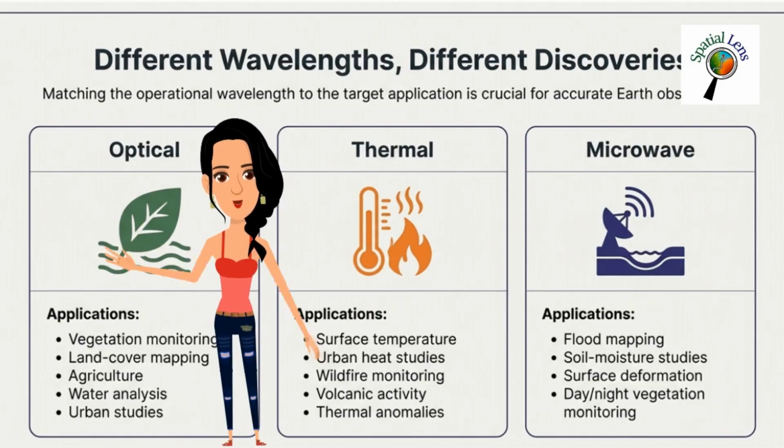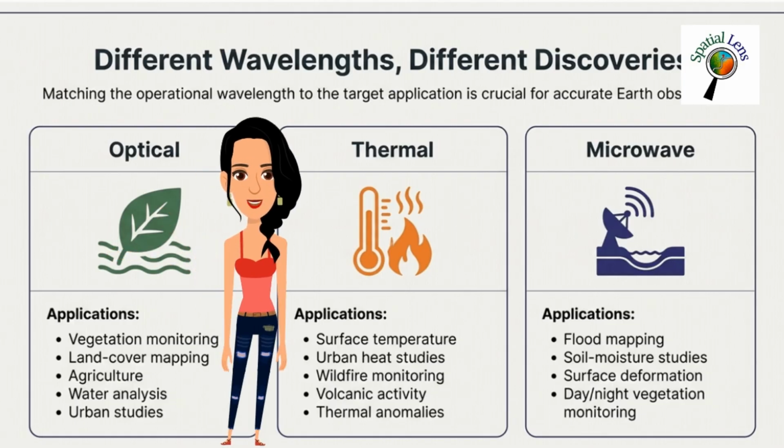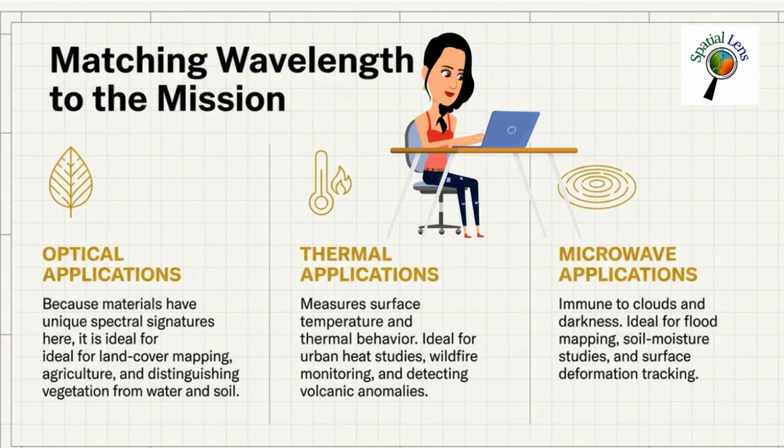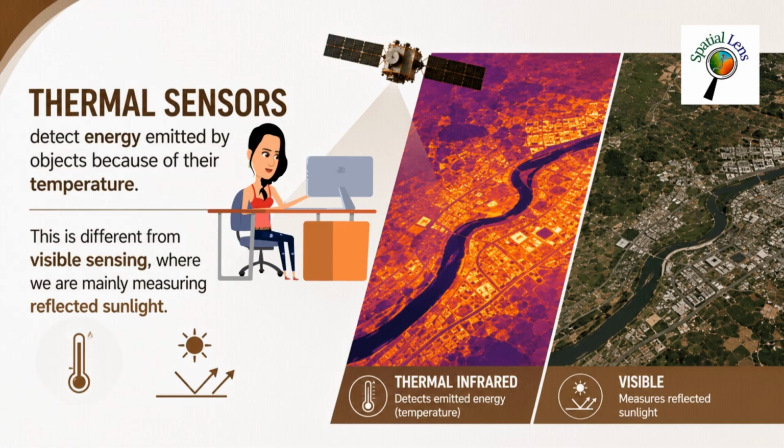Vegetation, water, soil, and buildings can therefore be distinguished using their behavior across different wavelengths. Optical sensors are commonly used for applications such as vegetation monitoring, land cover mapping, agriculture, water analysis, and urban studies. Thermal sensors operate in the thermal infrared region and detect energy emitted by objects because of their temperature.